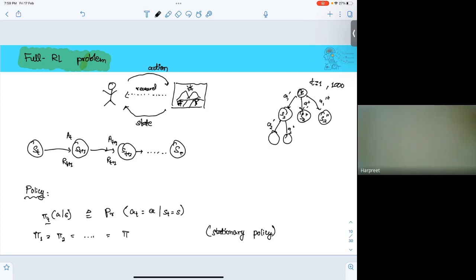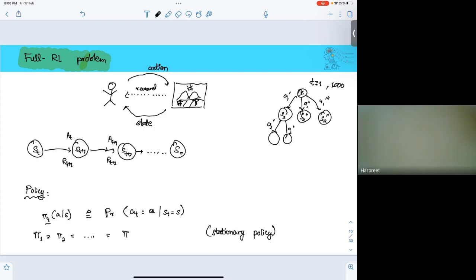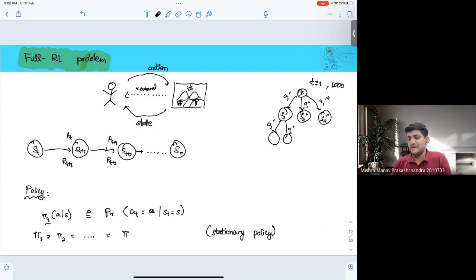Okay, now I understand. When we have a non-stationary policy, so let's say if I am going from here to my office, if there is no traffic, I might take some easier route. If there is traffic, I might need to take some other route. So that's how my policy changes with time. But here, at least in this course, we will rarely be dealing with non-stationary policy.